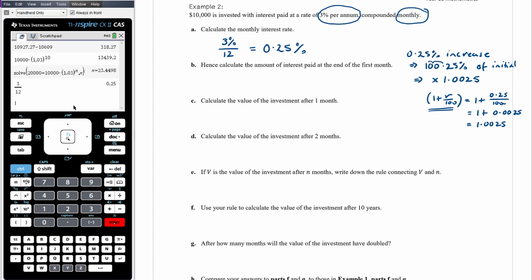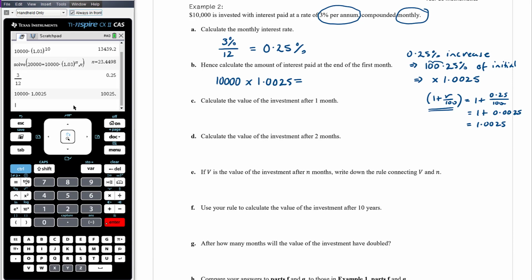Okay, so interest paid at the end of the first month. After 1 month, we're going to be taking our initial $10,000, multiplying it by 1.0025. Let's see what we get. $10,025. So we make $25 interest in the first month. Calculate the value of the investment after 1 month. Oh, sorry, I jumped ahead. This is our answer to part B. My apologies. That's the value of the investment after 1 month.